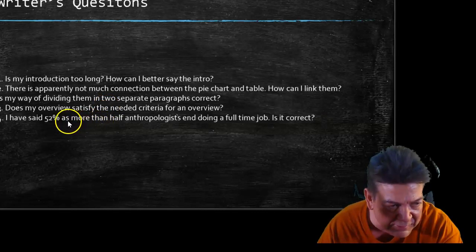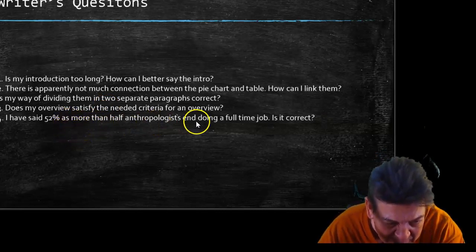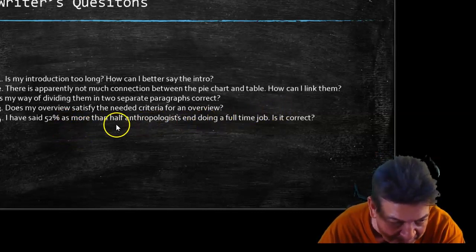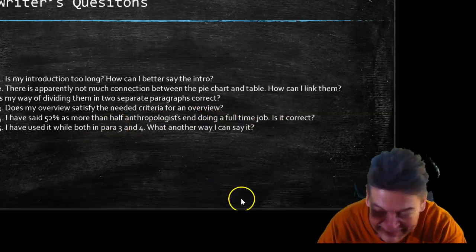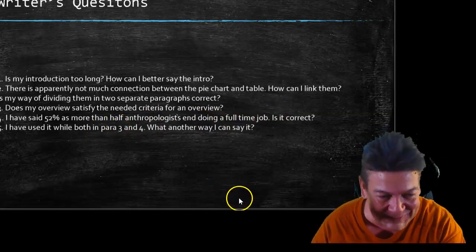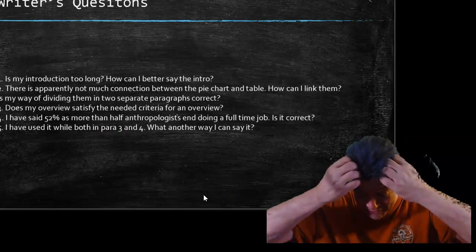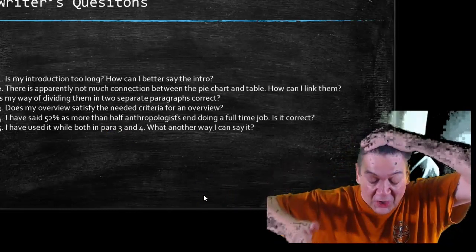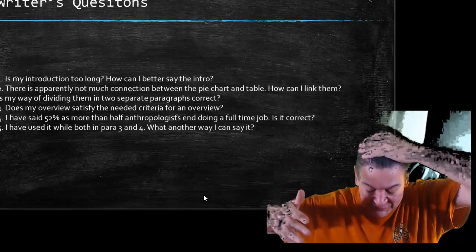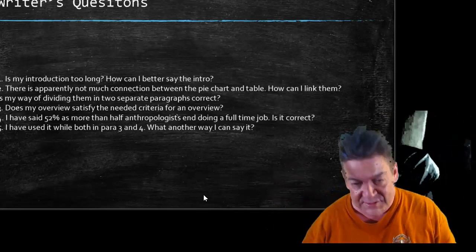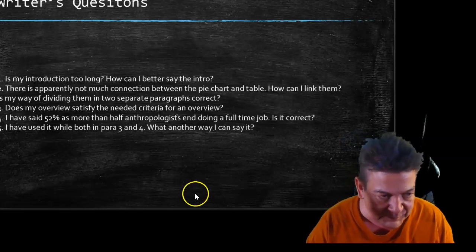I have said 52% is more than half. Of course it is. Yes, it's more than half. Yeah, that's correct. Yes. I've used while, both pair 3, 4. Yes, there's so many different ways you can say other than while. It doesn't have to come at the start, and it must be contrasting, and it's not. And even if it isn't, if it does contrast, you could say whereas. Whereas and while are interchangeable.